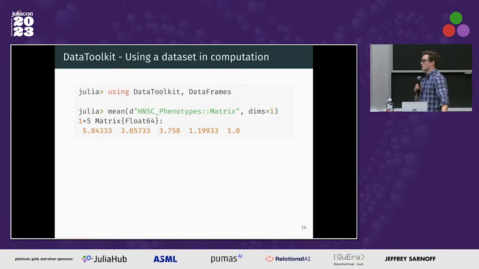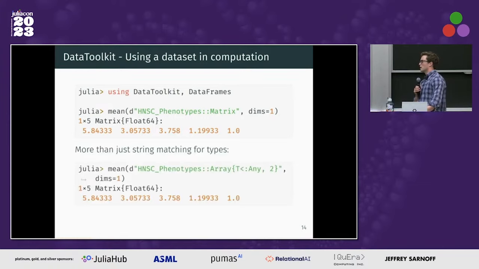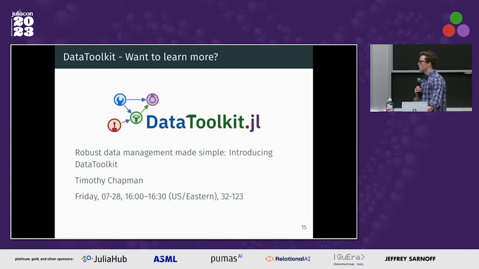And so just where I think that this is also powerful is then you can start swapping around your types for the various things that you're loading as well, like phenotypes. Here we can load it as a matrix and say we want the dimension to be 1 on that and take the mean of it. Or we can also load it as an array and do dimensions of 1 as well and just swap those around. So if you're interested in that, check it out on Friday.